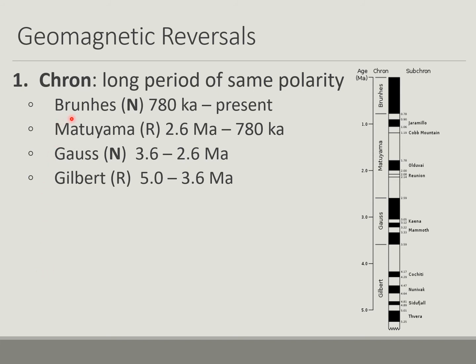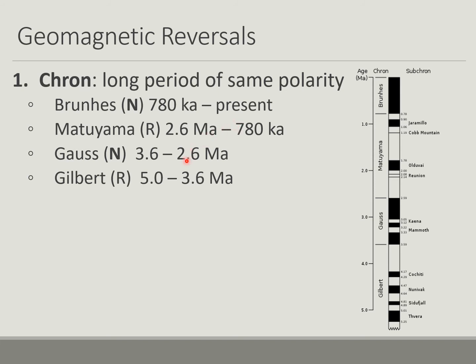So right now we're in the Bruns cron, right, which existed from 800,000 years to the present. So Ka stands for kilo annum, right? Kilo meaning 1,000. So that's the abbreviation for thousands of years. So from 800,000 years to the present, if you took out your compass, your needle would point to the north. But older than 800,000 years, all the way back to 2.6 million years, if you took out your compass, your needle would actually point to the south.